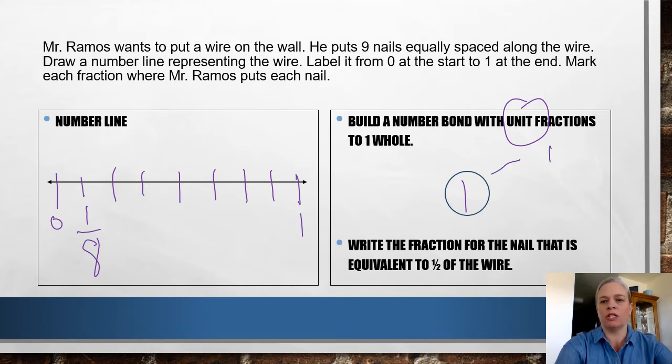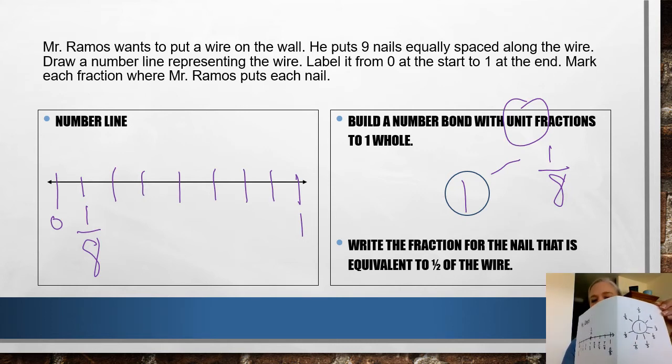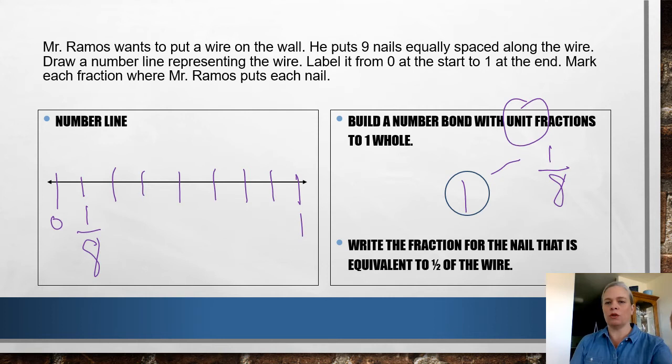So we know that our unit fraction is 1/8. How many of those would you end up using? Go ahead and take a moment and put that on your paper. Your number bond might be starting to look something like that. Can you see mine? So we're working with the unit fraction 1/8, so you're going to need 8 1/8ths to equal a total of 1 whole.